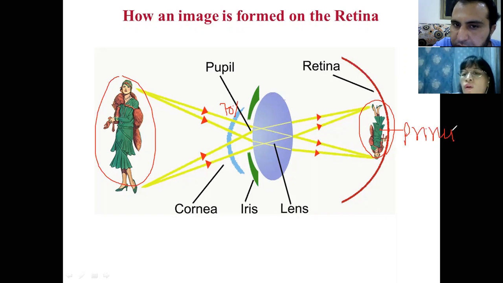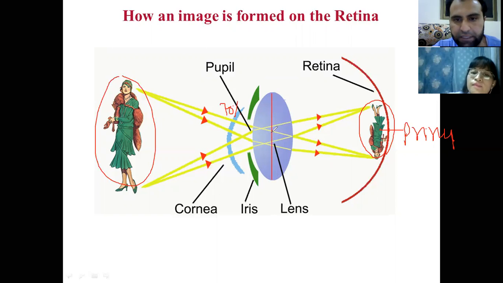All of our images are formed at the principal focus point. If this point is curved, the image will not form on the retina. The length between the optical center and the focus is the focal length.